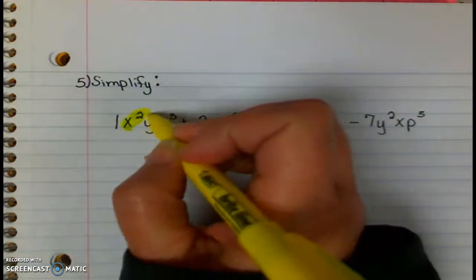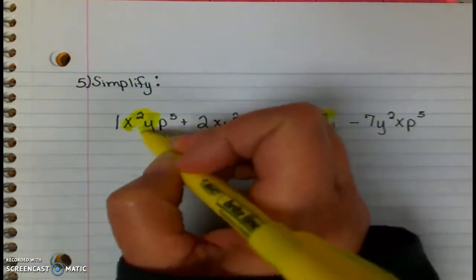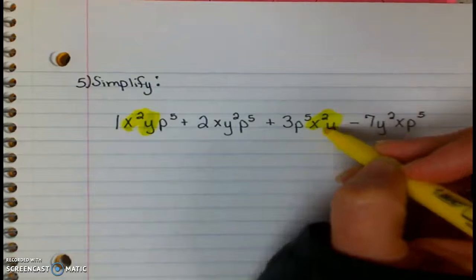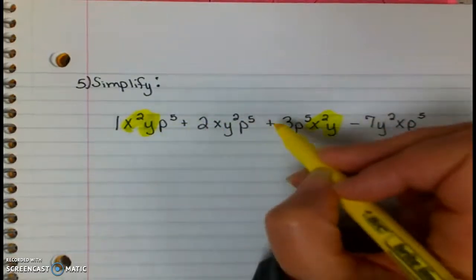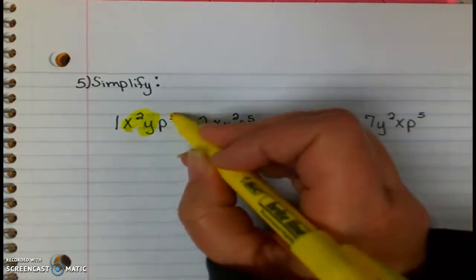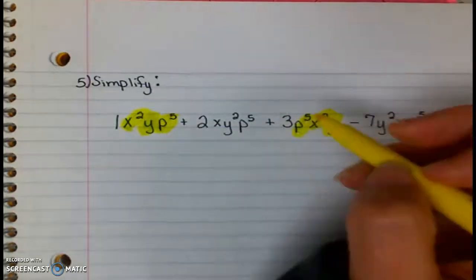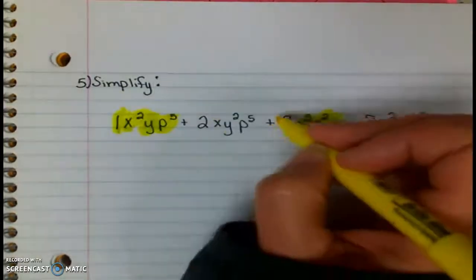So to continue to see if it's a like term, all variables have to be raised to the same power. We have y to the 1st, y to the 1st. So far it's looking like the 1st and the 3rd term will be like terms. Then you have p to the 5th and p to the 5th. So the 1st and the 3rd term are like terms.